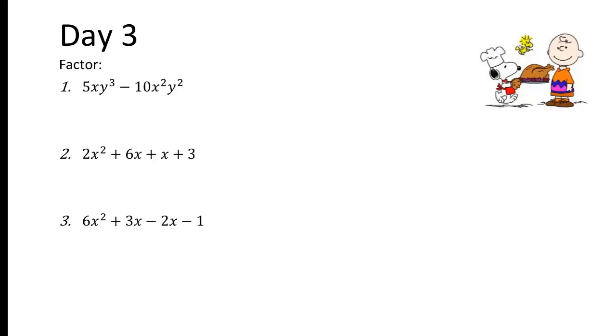So this is day 3 of your Bellwork, and it says to factor. As we recall, we always look for the greatest common factor first, and after we do that, the only other type of factoring we know how to do is if we have 4 terms, to factor by grouping.